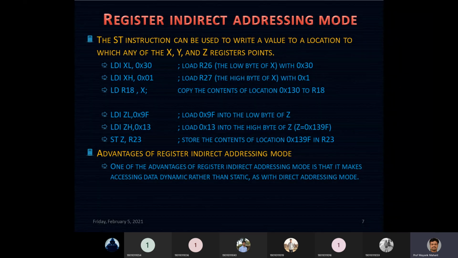So what are the advantages of the register indirect addressing mode? One advantage is that it can access the data dynamically rather than statically. If I use direct addressing mode, I can access the data only statically, meaning you cannot change the address. But if you want to do that dynamically, you can use the register indirect addressing mode.